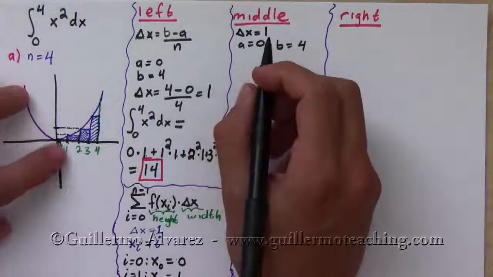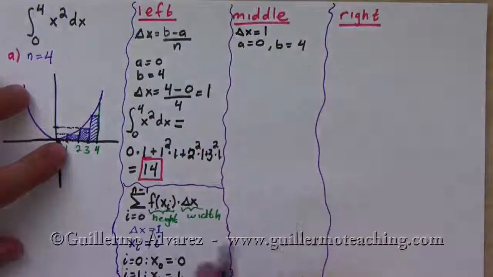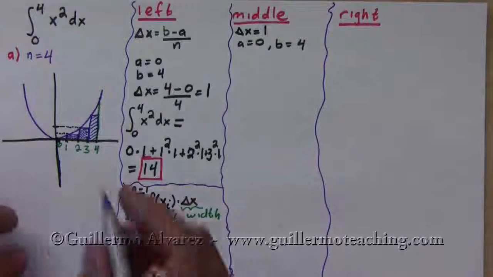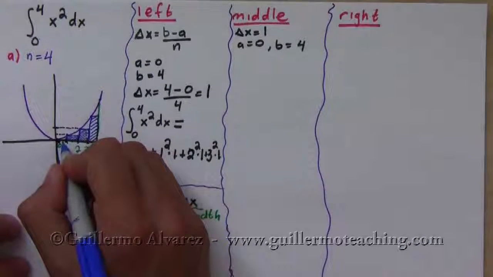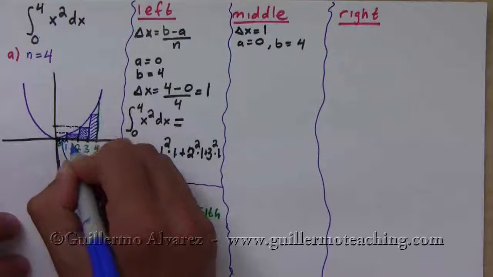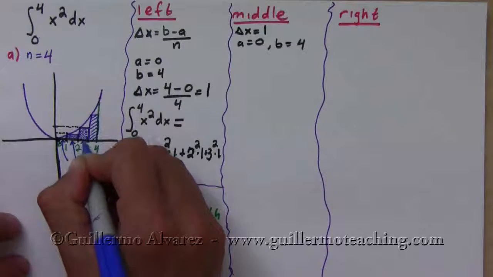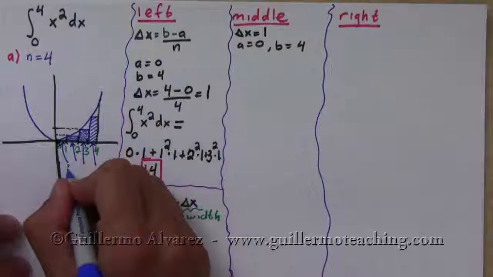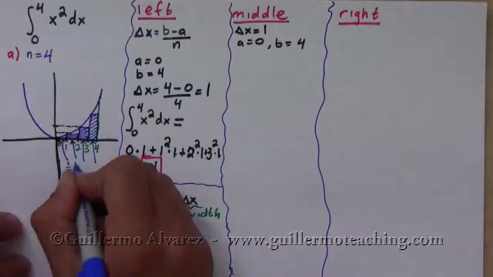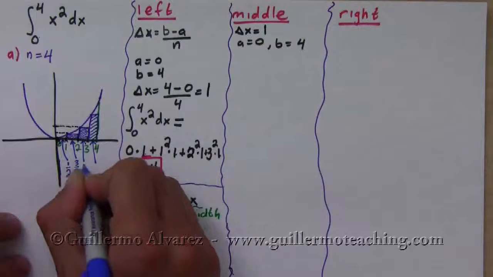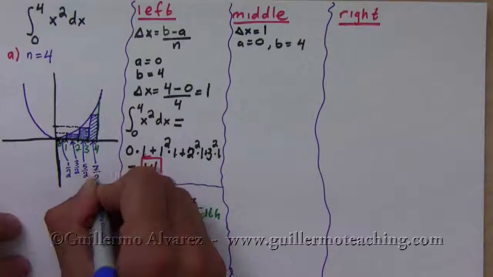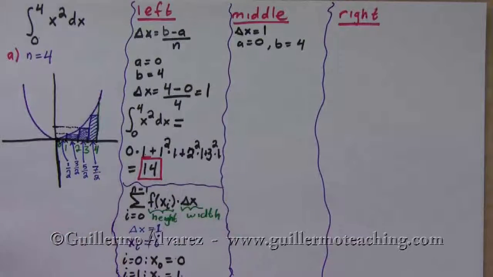So I don't have room to draw the picture, but basically what I'm doing is I'm going to evaluate, my rectangles are going to come up right here instead. So I'm going to evaluate at 1/2, 3/2, 5/2, and 7/2.